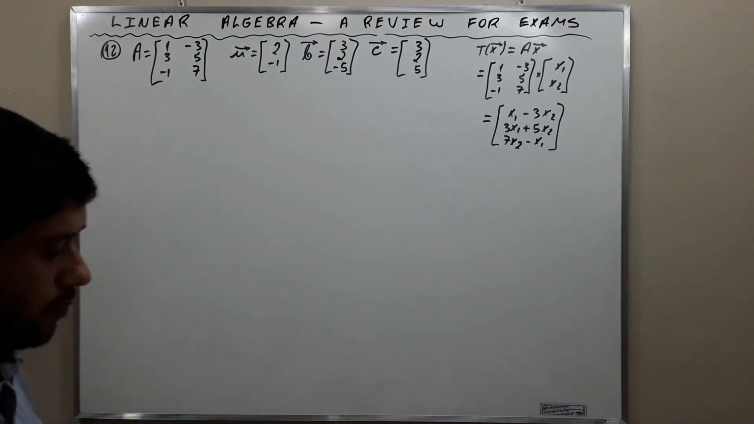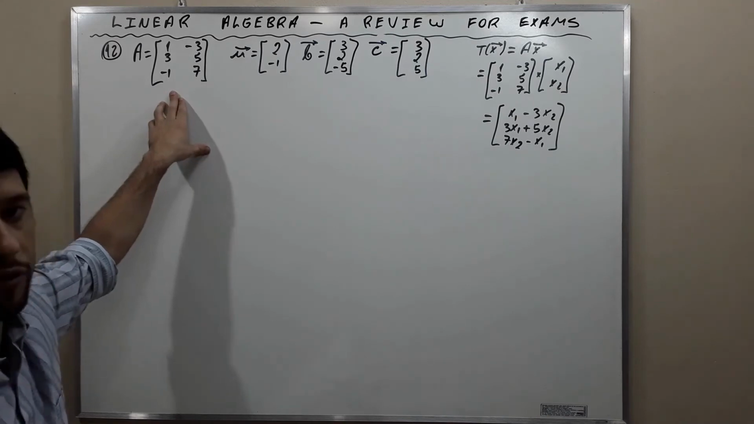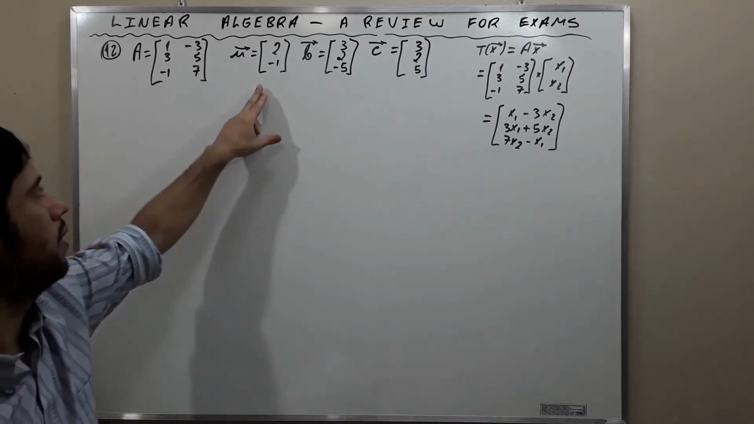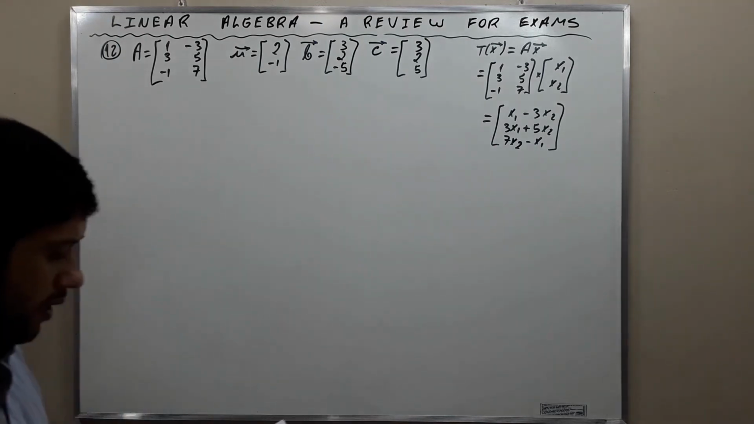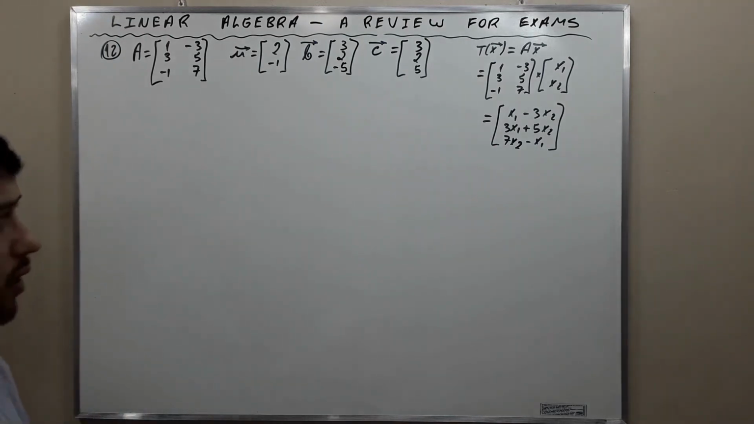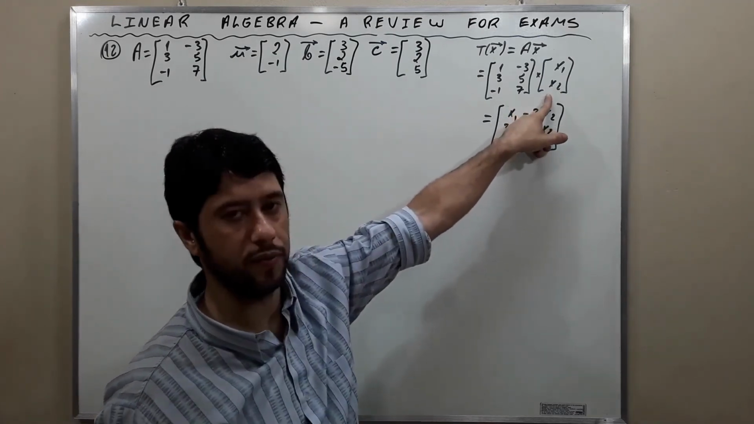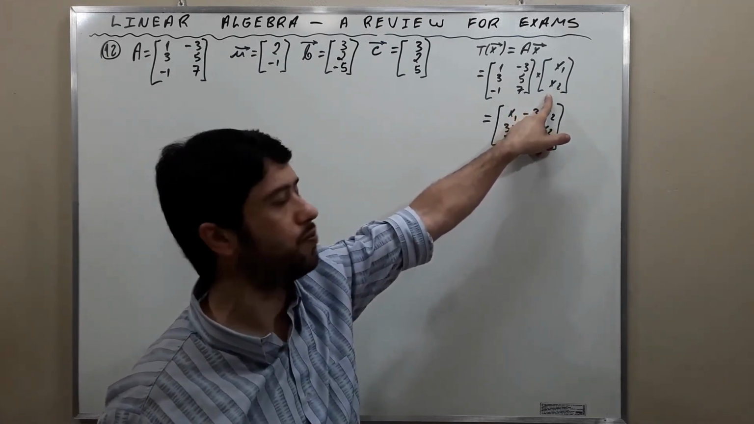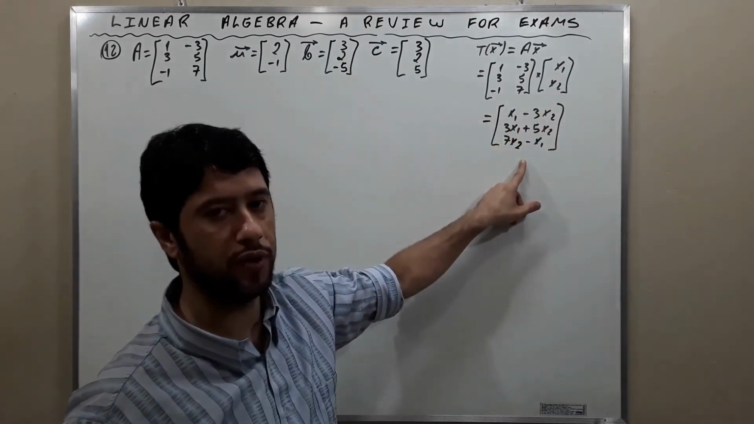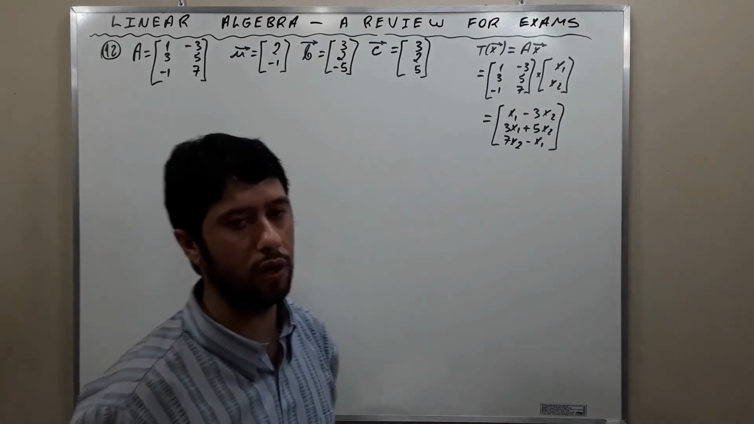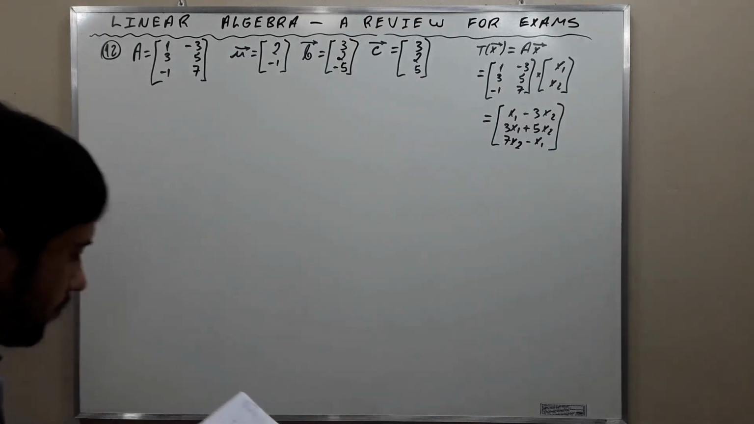Exercise 12 now. Let A be this matrix that represents a transformation. U, B, and C these vectors, and define a transformation T of a vector belonging to the R2 set of numbers, and we want to transform this into a vector of the R3 set of numbers.